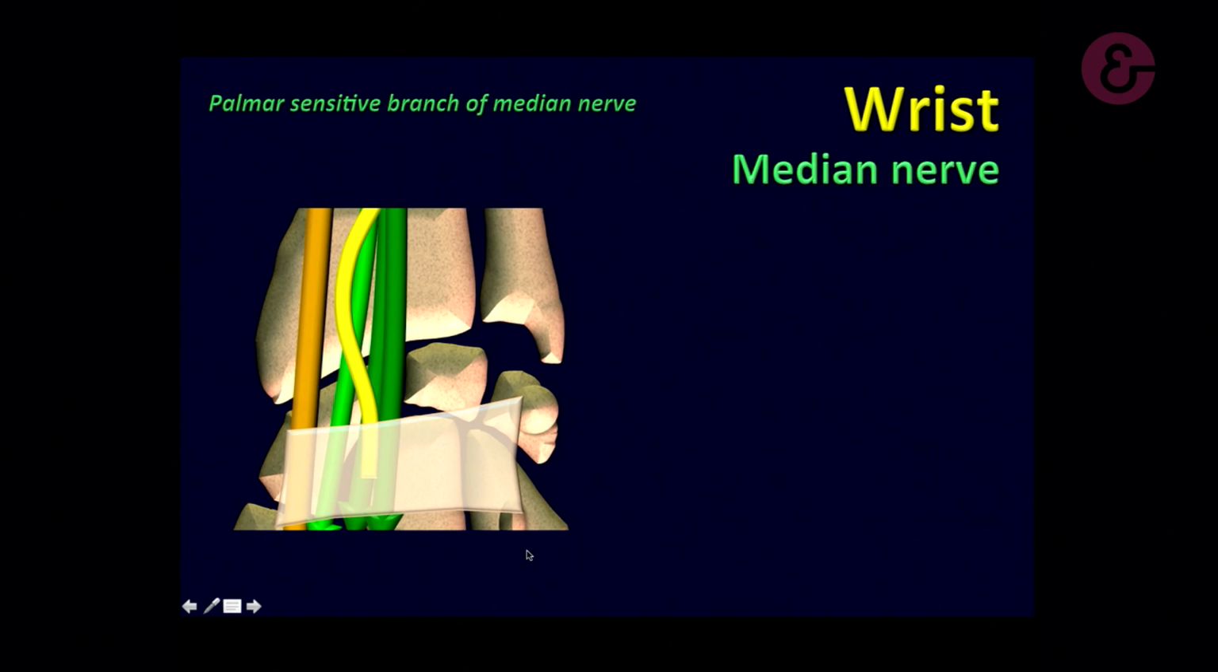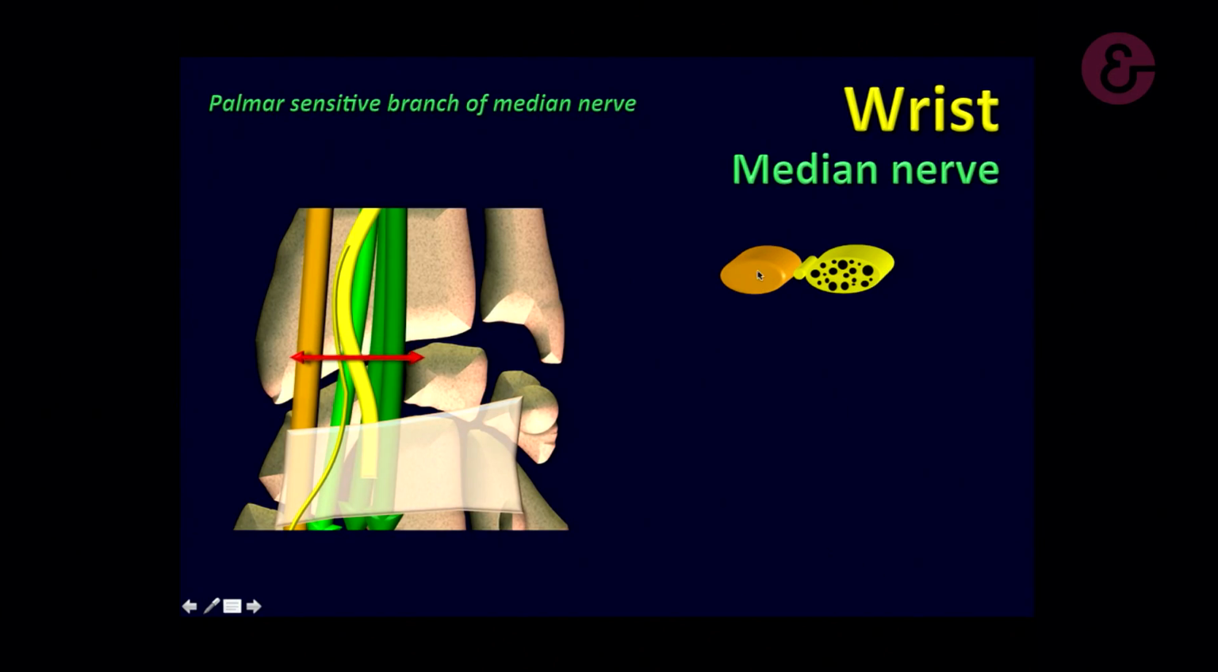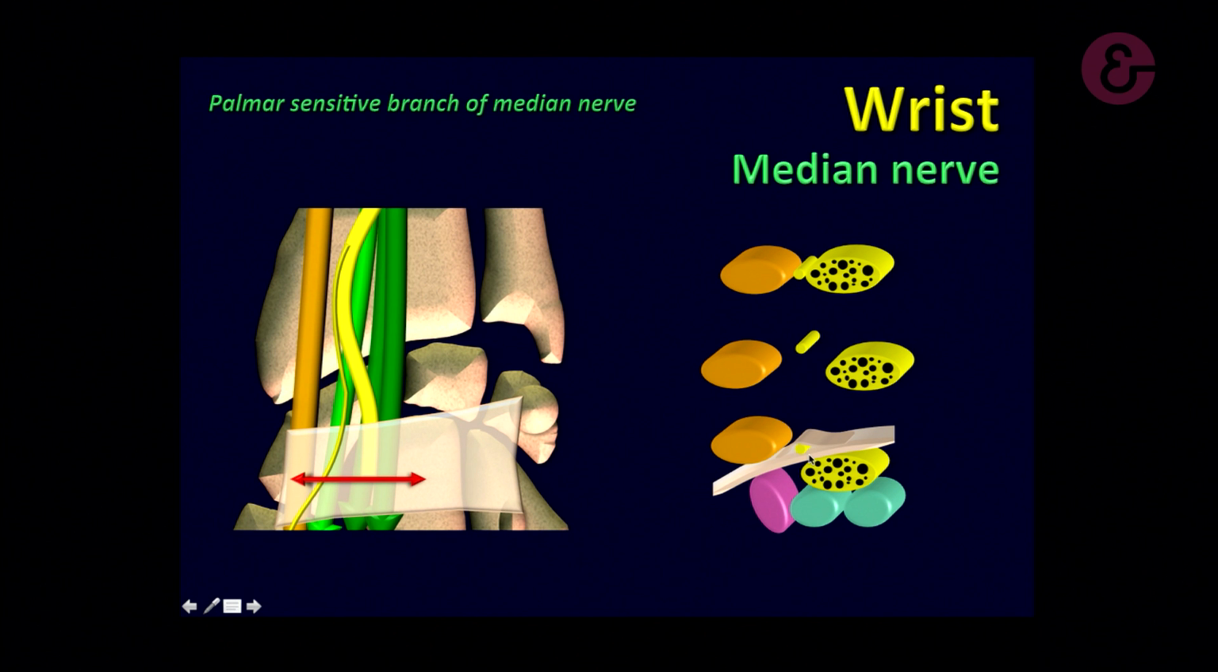Very, very quick, the palmar sensitive branch of the median nerve is this small branch that goes outside the carpal tunnel, and can be injured during the section. It is located with the flexor carpi radialis and the median nerve, and at the level of the carpal tunnel, it can be inside the ligament or superficial to the ligament.